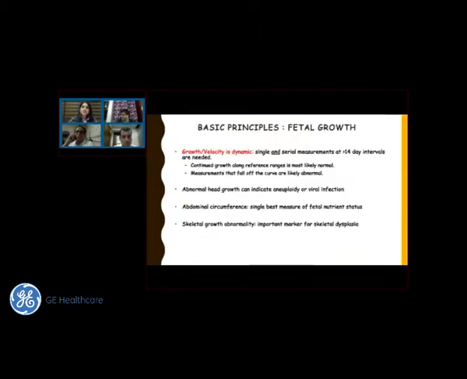So basic principles, the growth or velocity is dynamic. A single and serial measurements at more than 15 days intervals are needed. If it continues to grow along the same range, it is mostly normal. The measurements that fall off the curve are mostly abnormal. Let's come to how it looks.